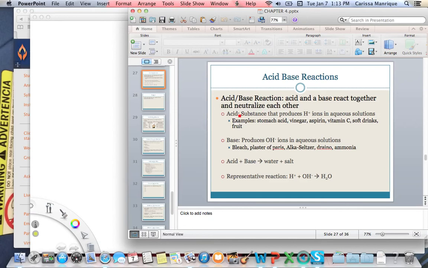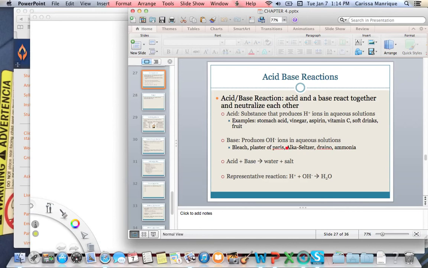And an acid is the substance, we looked at acid naming in chapter 3, that has an H in front of it. Okay, examples of acids would be your stomach acid, which is hydrochloric acid, vinegar, which is acetic acid, aspirin, which is salicylic acid, vitamin C, and soft drinks, which contain phosphoric acid. And a base typically will produce a hydroxide ion, OH, in an aqueous solution. So examples of this would be plaster of Paris, Alka-Seltzer, Drano, ammonia.